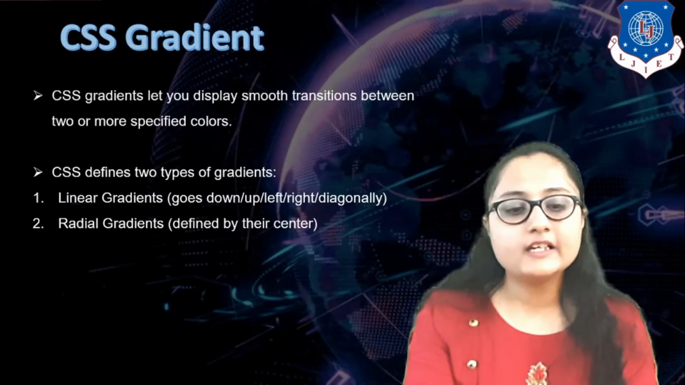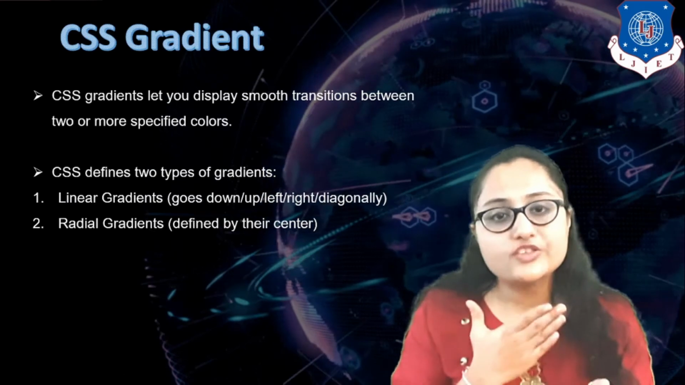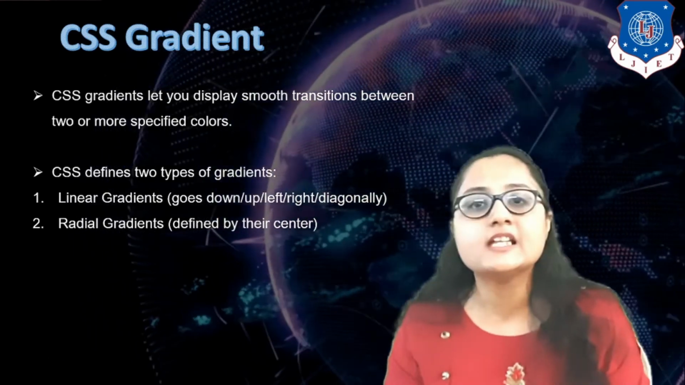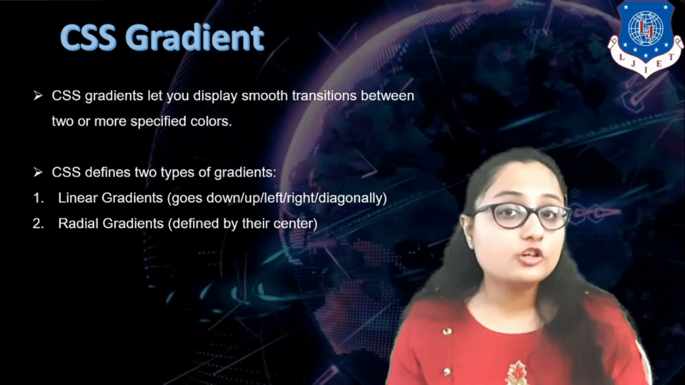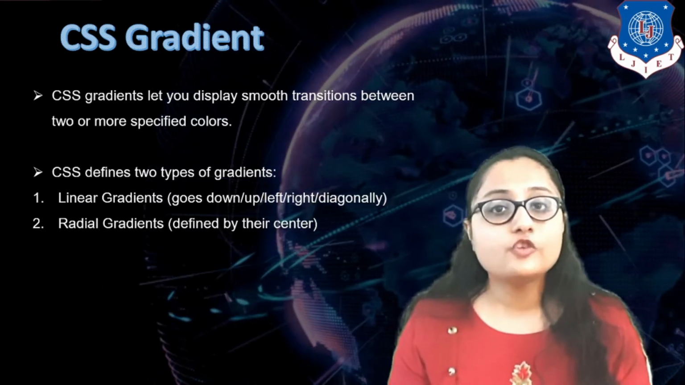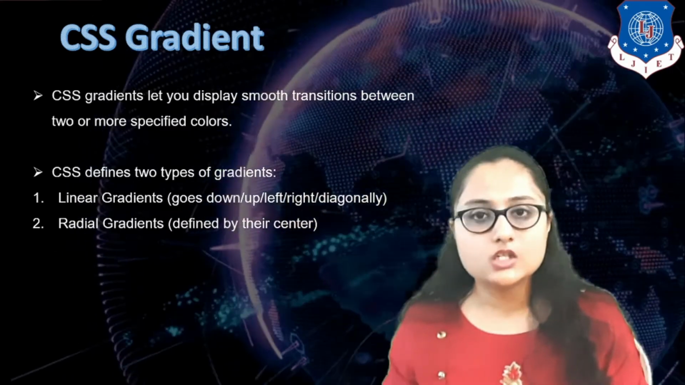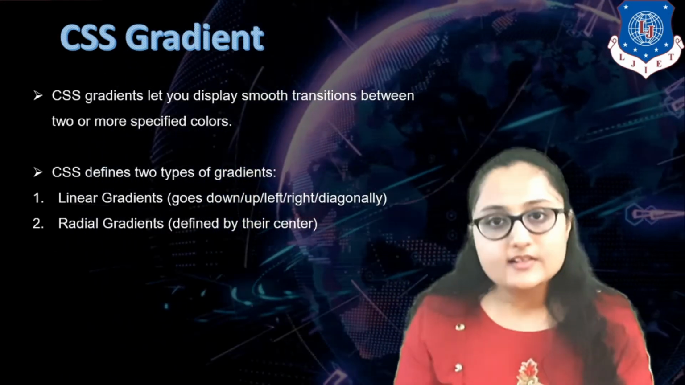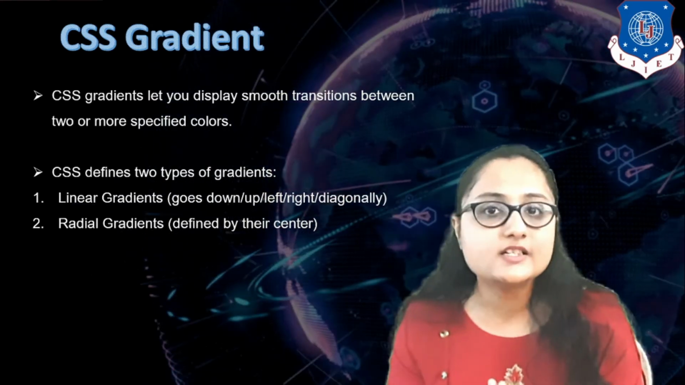The first thing that comes to your mind is what do you mean by gradient? Basically, a CSS gradient lets you display smooth transitions between two or more colors that you are specifying in the syntax of gradient. You have seen in the real world also that for better aesthetic view of the colors, there are two or more colors which are blended very beautifully, and you can see the transition from one color to another, but it is very smooth and it is aesthetically beautiful.